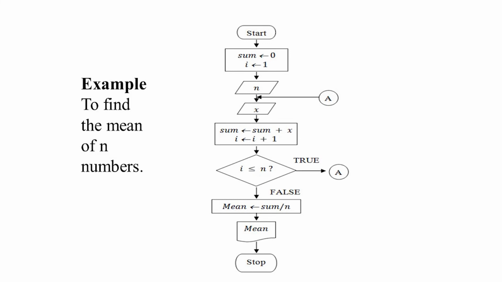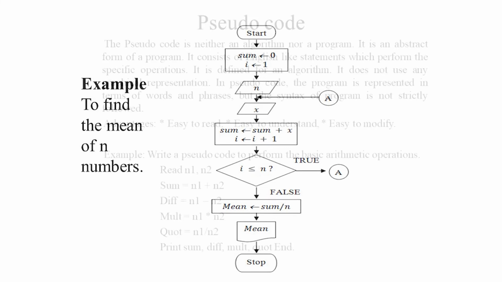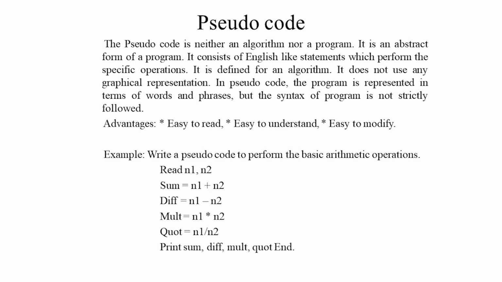Now let us look into another designing tool called pseudocode. This pseudocode is neither an algorithm nor a program. It does not look exactly like an algorithm, nor is it called a program. It is simply the abstract form of a program. It consists of English-like statements which perform some specific operation. It is defined for an algorithm, and it does not use any graphical representation, just like in a flowchart.